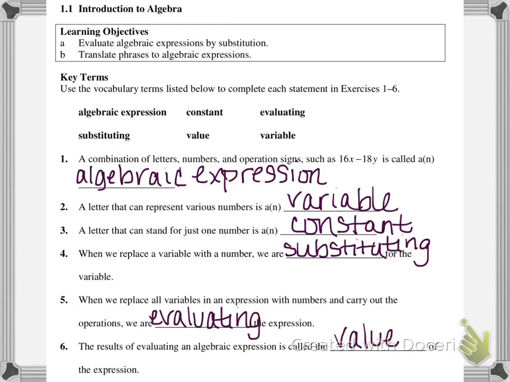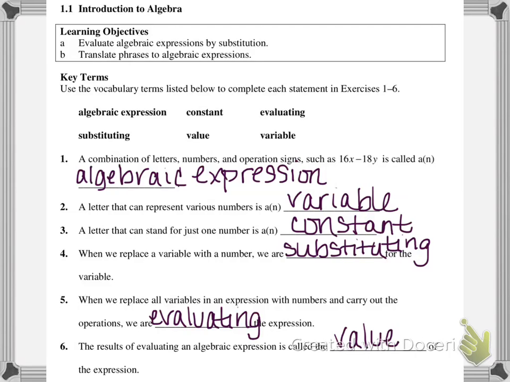A letter that can represent various numbers is a variable because it can vary. A letter that can stand for just one number is a constant because it can only be that one thing, therefore it's constant. When we replace a variable with a number, we are substituting for the variable. When we replace all variables in an expression with numbers and carry out the operation, we are evaluating the expression.